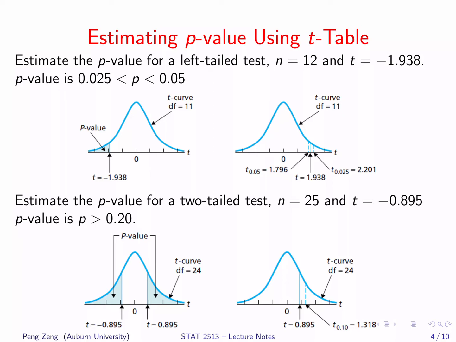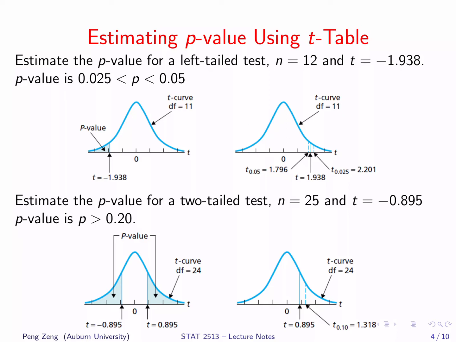Occasionally, we can also use a t-table to estimate p-values. Notice that because a t-table only contains a few values, we cannot get an accurate p-value. We can only know the range of p-values. Because we only need to compare p-value with significance level alpha, a rough range of p-value is enough for us to draw a conclusion about the hypothesis test.